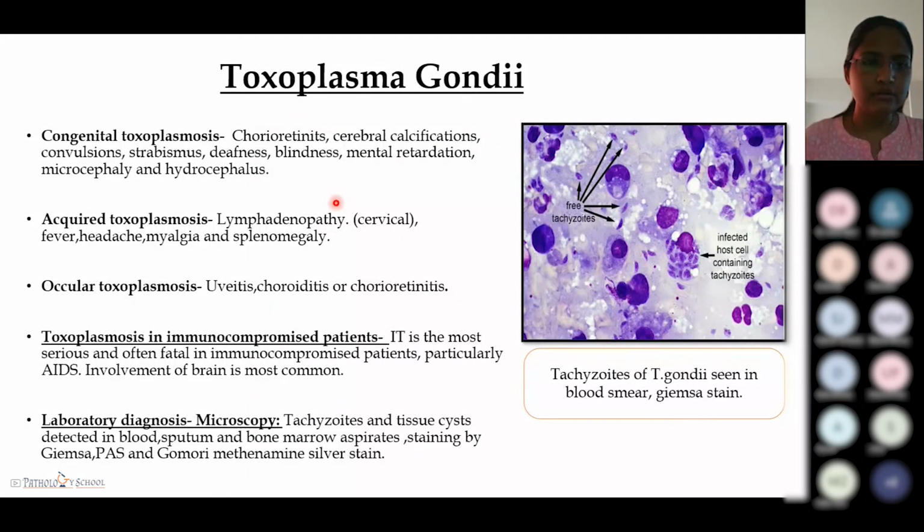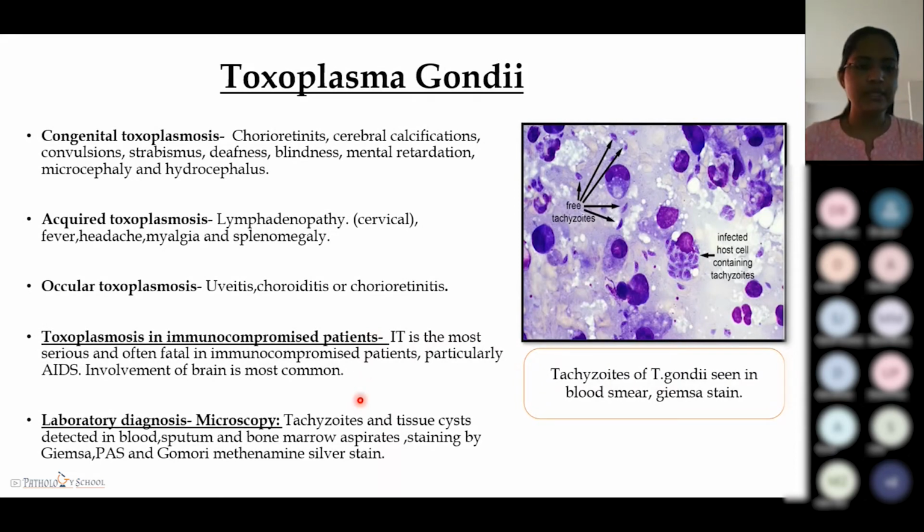Next is acquired toxoplasmosis, where it causes lymphadenopathy, and cervical lymphadenopathy is the most common. Fever, headache, myalgia, and splenomegaly. Next, it can cause ocular toxoplasmosis, manifesting in the form of uveitis, choroiditis, and chorioretinitis. Then toxoplasmosis in immunocompromised patients is the most serious and fatal, particularly in AIDS. Lab diagnosis is done by microscopy.